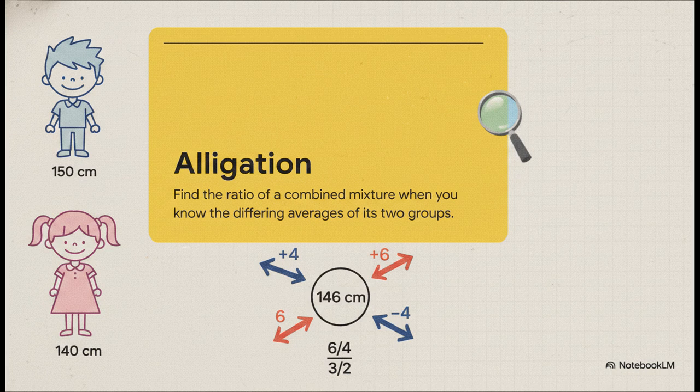You do not need to write out some massive equation for this. You just look at the differences from that middle average. 150 is 4 away from 146. 140 is 6 away. Cross those numbers over and boom, your ratio of boys to girls is 6 to 4, which simplifies to 3 to 2. It gets you straight to the ratio in literally seconds.